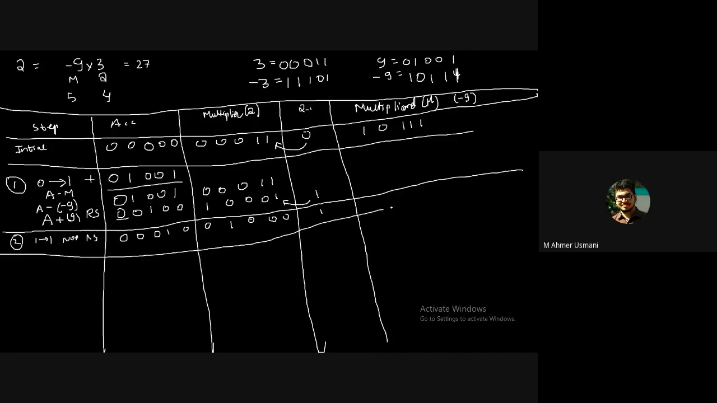Okay, step number 3. The transition is happening from 1 to 0. Step number 3, the transition is happening from 1 to 0. Thus, we'll be performing A plus M. Okay, we add the multiplicand. What is M? M is nothing but it is -9. So what we add? Plus of 1 0 1 1 1. We add 1 0 1 1 1 to this particular number.